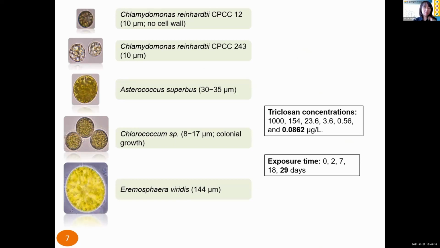And those are the algal species I used. There are five species, and CPCC12 and CPCC243 are the algal models, but they are very small, just about 10 micrometers in diameter. And CPCC12 has no cell wall. The other algae have larger size. And the Chlorococcum species is a colonial cell, and that means the cells grow together. And for the last one, it is the largest one I used.